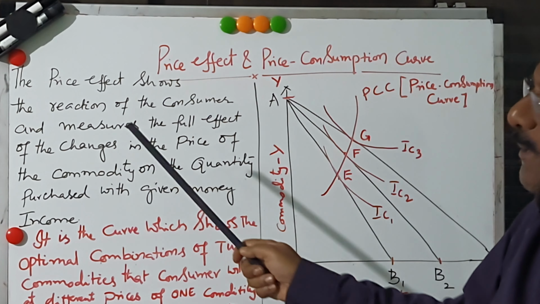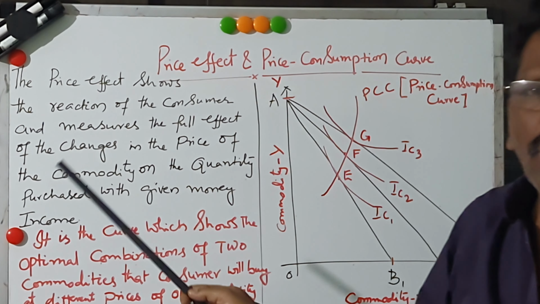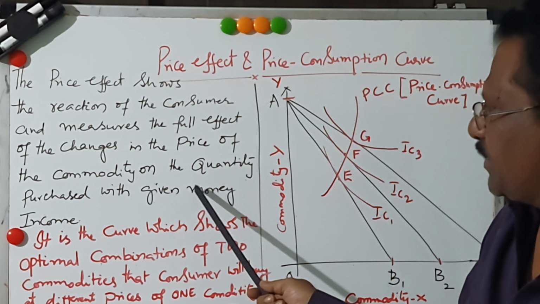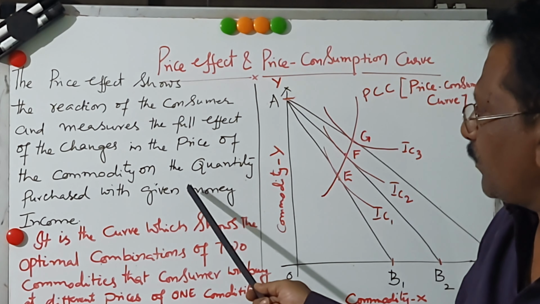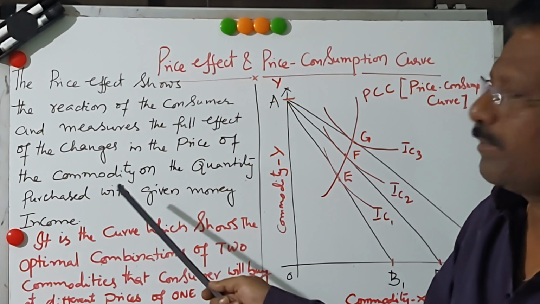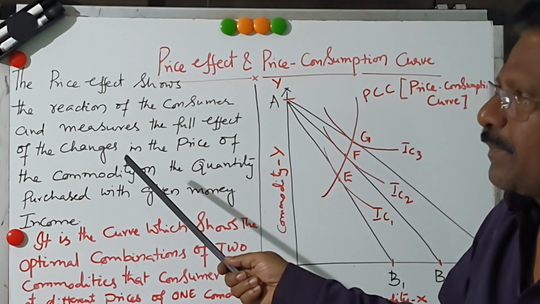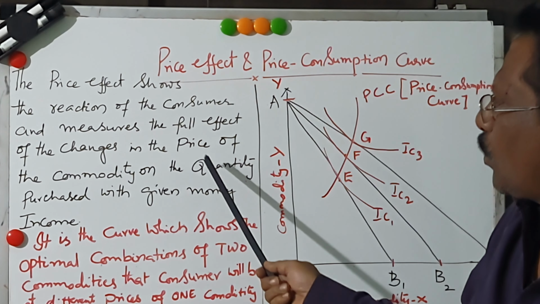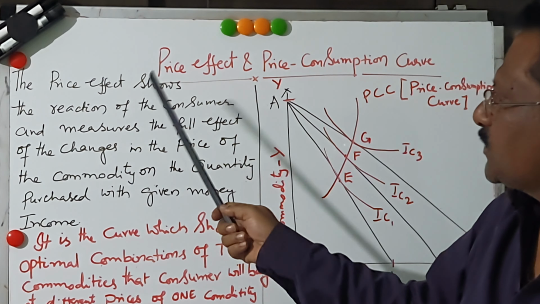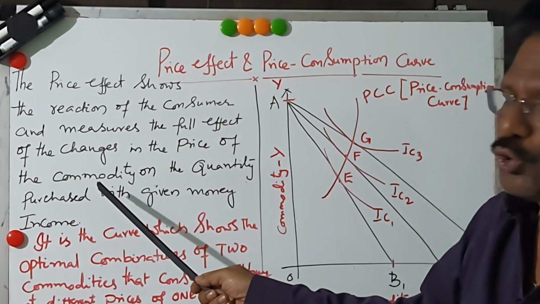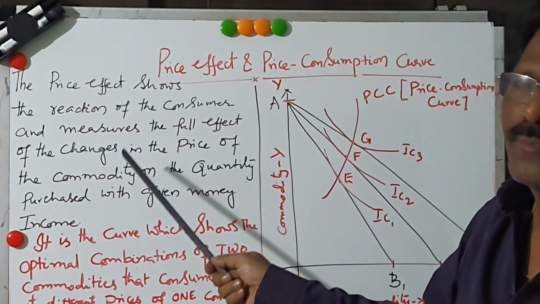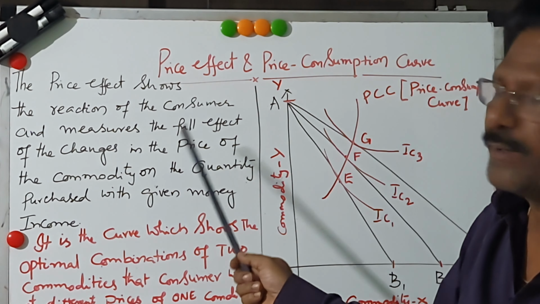with given money income. The income of the consumer is always unchanged. When there is no change in the income of the consumer, but the price of the commodity changes, it influences the quantity purchased by him. When price goes up, the quantity purchased by the consumer will decrease. So there is an inverse relationship between price and the quantity demanded.